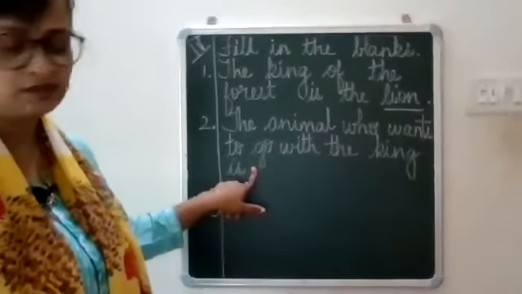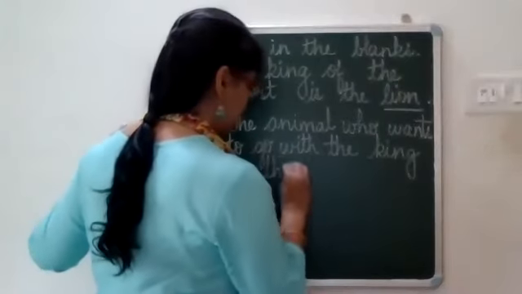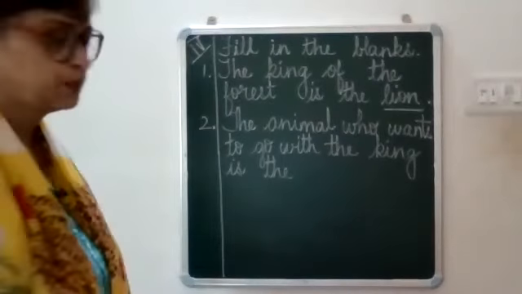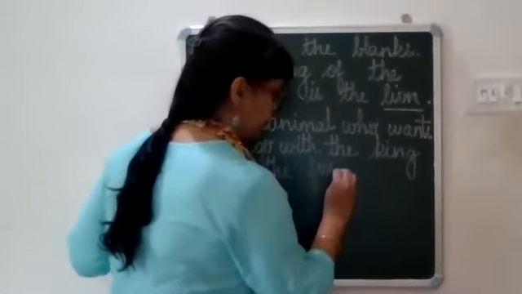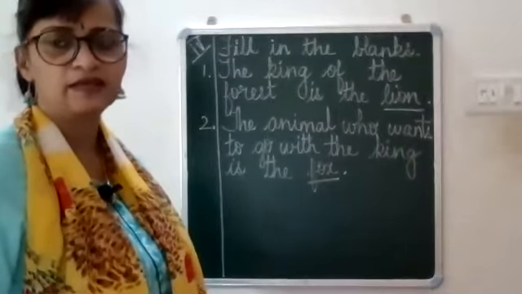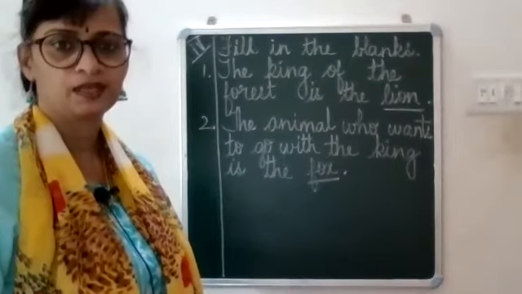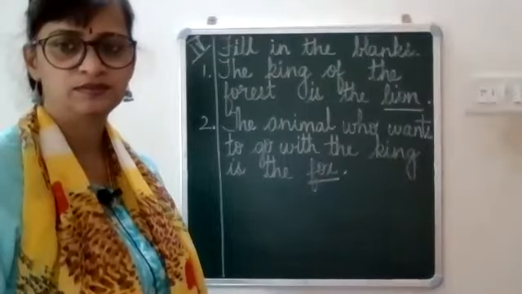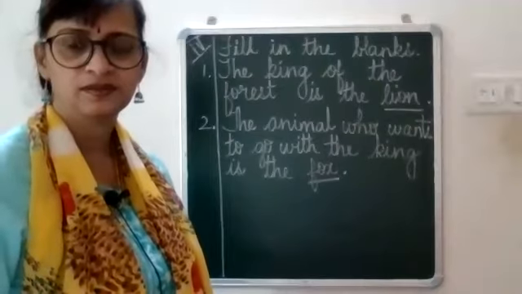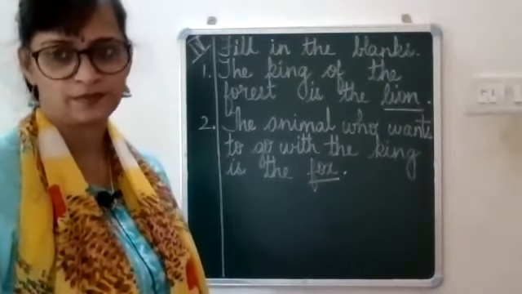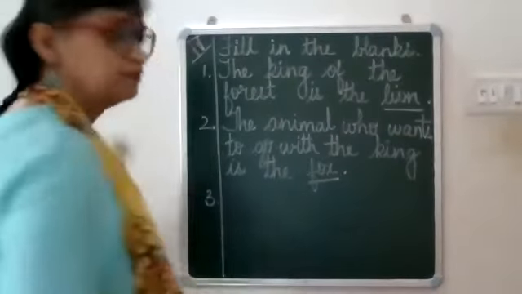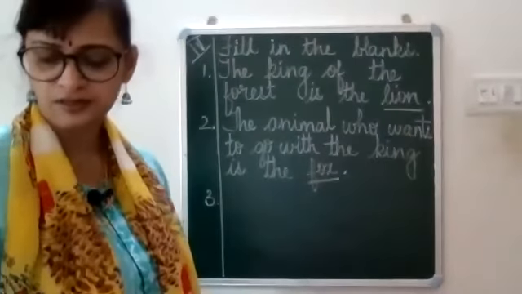Yes, very good. Okay, with the king is, space, write down T-H-E, the. Leave a finger space, write down F-O-X, fox. Underline that and put a full stop. The animal who wants to go with the king is the fox. Yes, Varun? No, ma'am. Then who is it, ma'am? I don't know, ma'am. Okay, fine. All of you have finished with the second one. Now leave a line, write three in the margin.